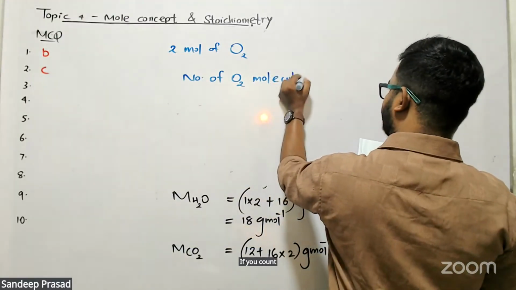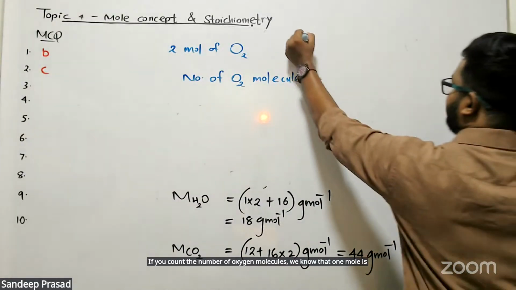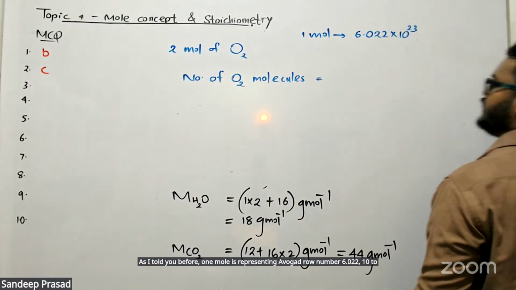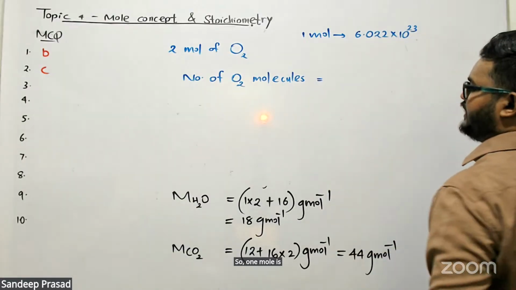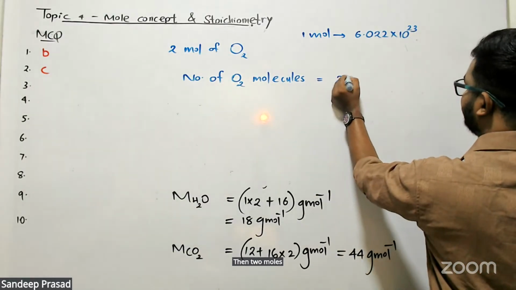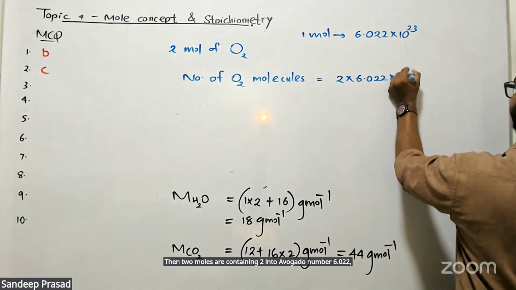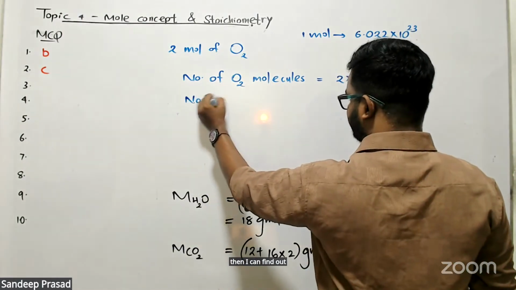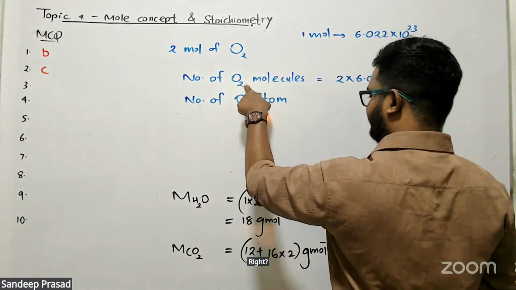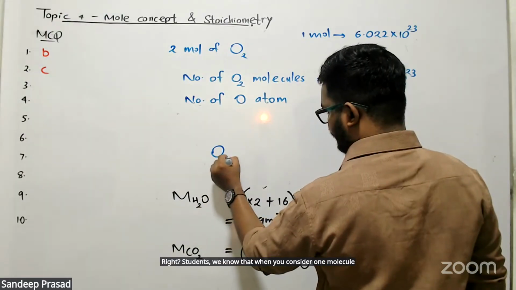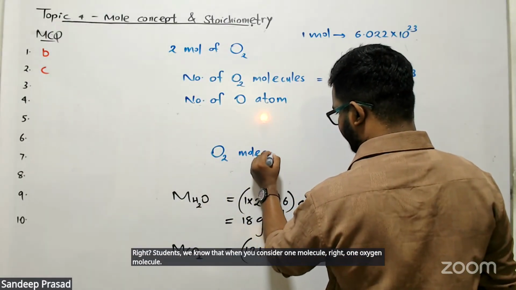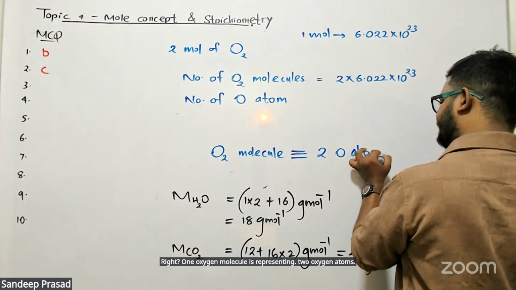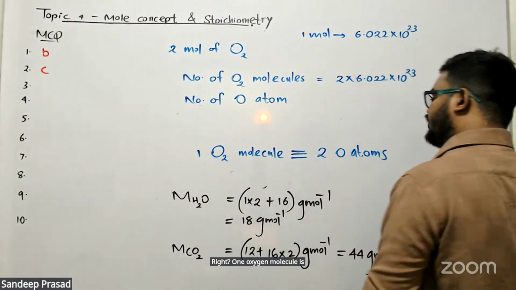We know that 1 mole contains, as I told you before, the Avogadro number, 6.022 times 10 to the power 23. So 1 mole contains Avogadro number of particles. Then 2 moles contain 2 times 6.022 times 10 to the power 23 oxygen molecules. Then I can find the number of oxygen atoms. Students, we know that one oxygen molecule represents 2 oxygen atoms.